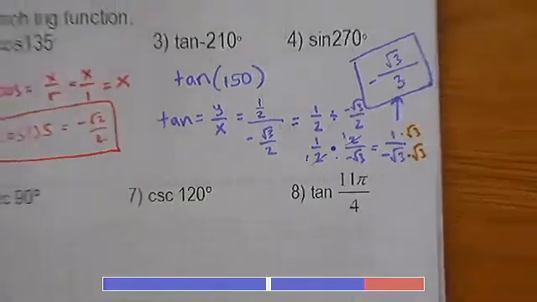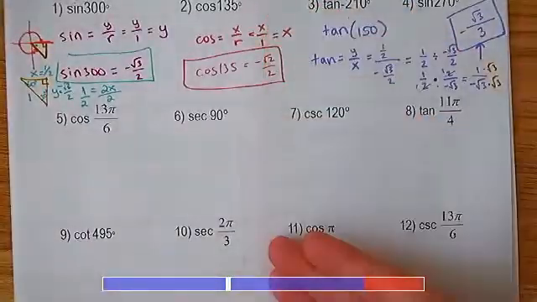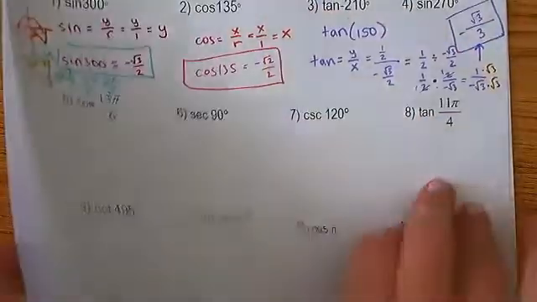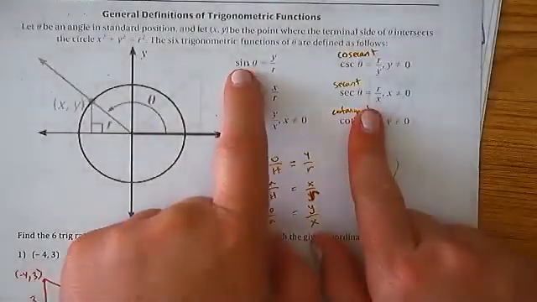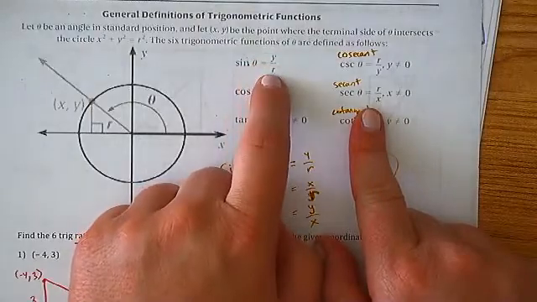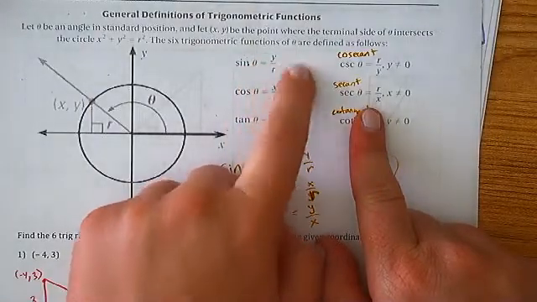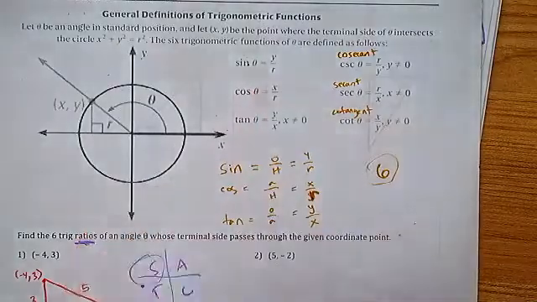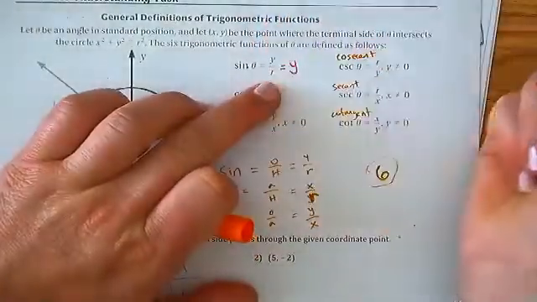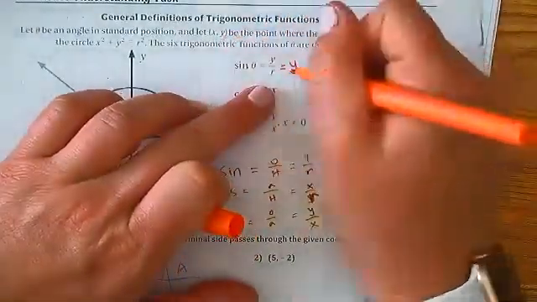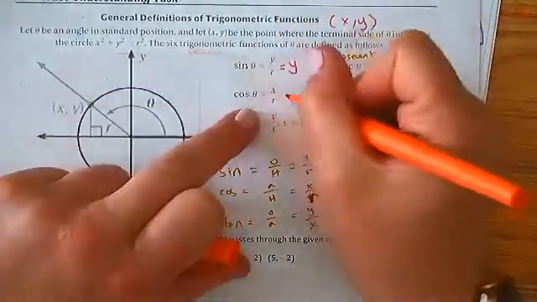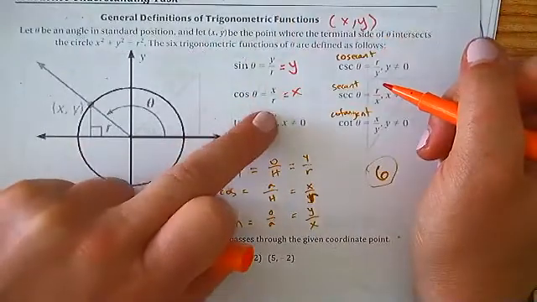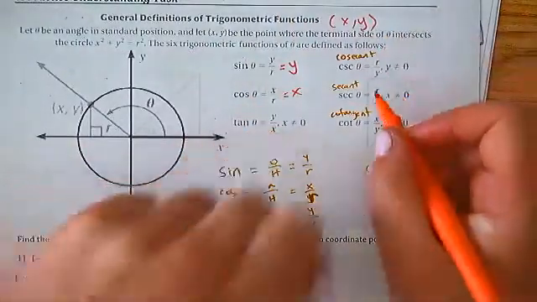So all you guys are doing here, no matter what is given to you, is first of all making sure that you know these. You know that sine is equal to y over r, but you can literally just put y, because on the unit circle, r is just 1. So sine is equal to the y value of the coordinate point, right? Cosine is equal to x. Tan is equal to y divided by x.